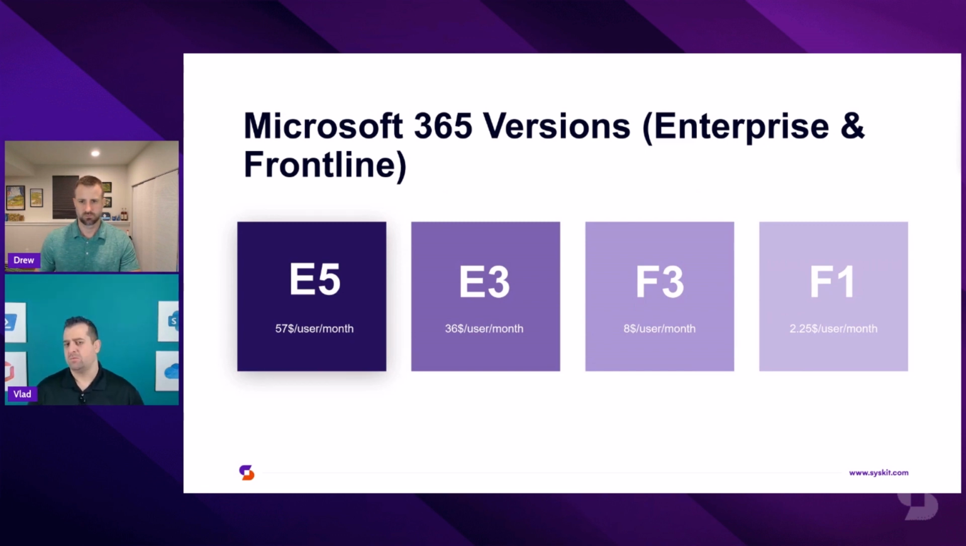And of course, this will depend per region you're in. This will depend how good of a negotiator you are with your Microsoft salesperson, how many seats you have. But those are the public prices on the website. So a Microsoft 365 E5 license is $57 per user per month. An E3 license is $36 per user per month.